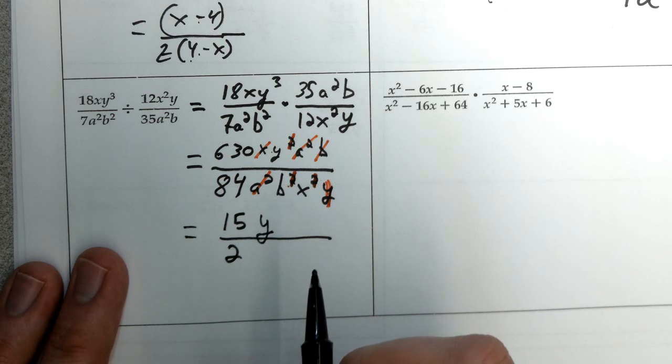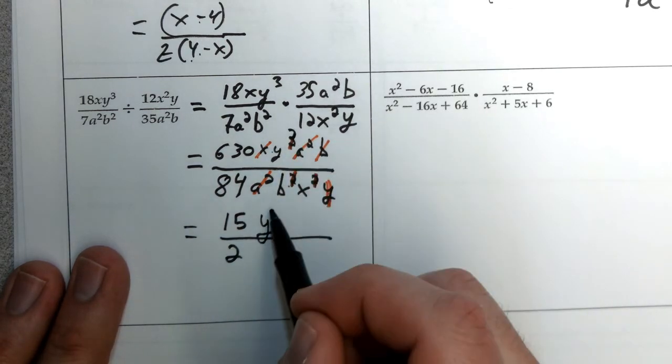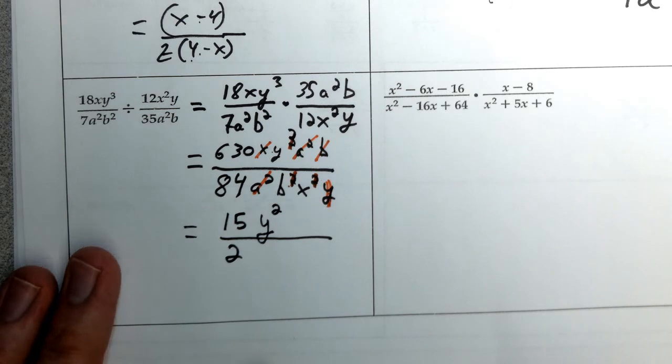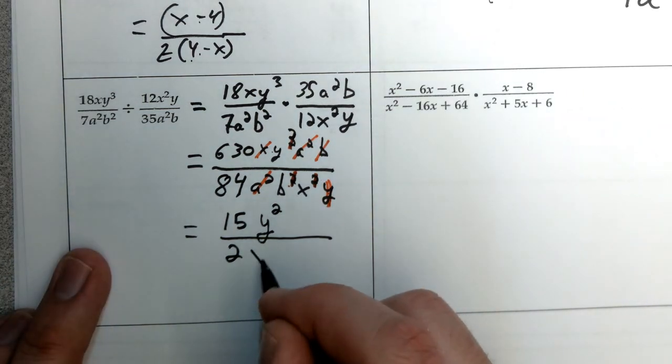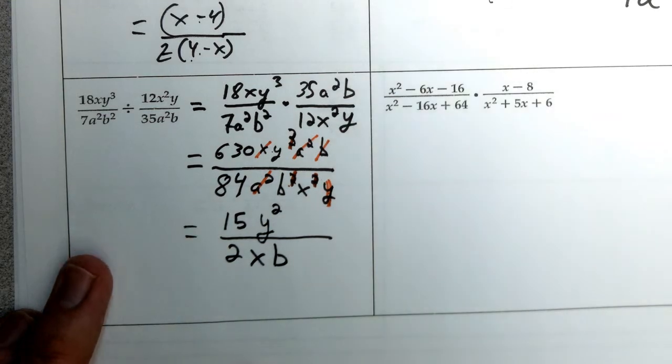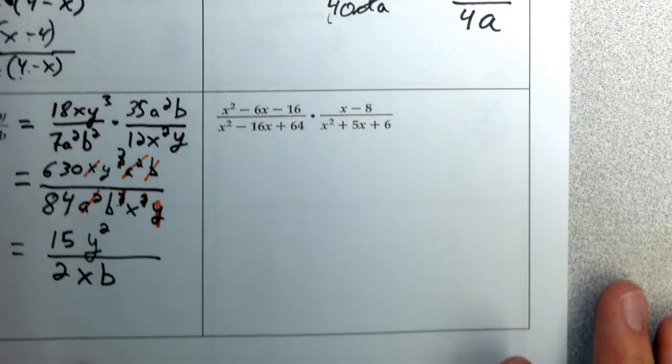I'm sorry, I copied something down wrong here. This should be y to the 3rd power, so there should be a y squared there. My bad. Okay, so 15 y squared, and then 2x to the 1 and b to the 1 on the denominator. Okay. All right, last one on this page and last one for this part of the video.